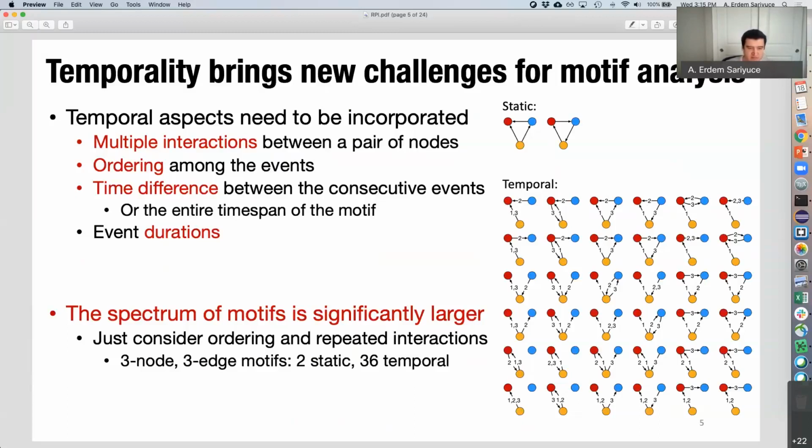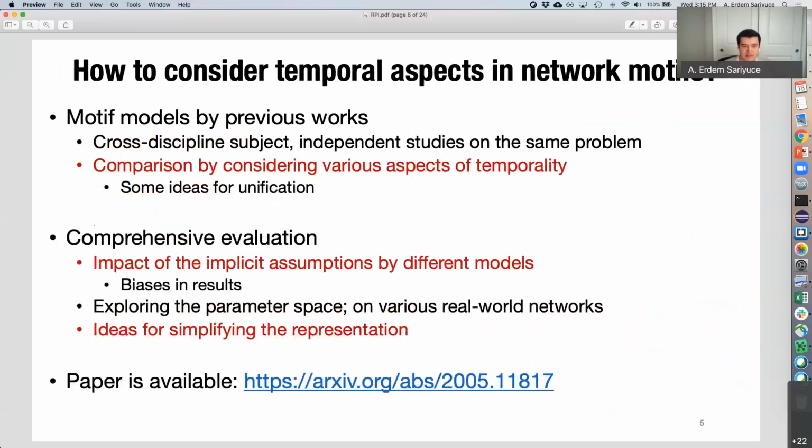So overall, the spectrum is pretty large, and it is unclear how to deal with this explosion of parameters in a systematic way. And this is basically the subject of this talk and the survey, the work we have done: how to consider temporal aspects in network motifs. There have been studies, and we investigate those, comparing the motif models by previous works for temporal networks.